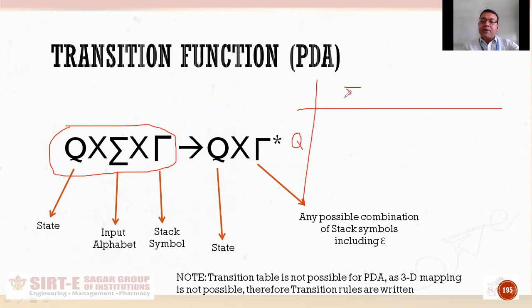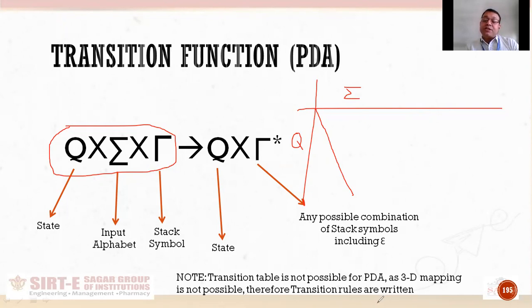And now where will you write this tau, because for that you need a z axis, and you cannot write a 3D table in a 2D space. That is why a transition table is not possible. So then how do we make a PDA?